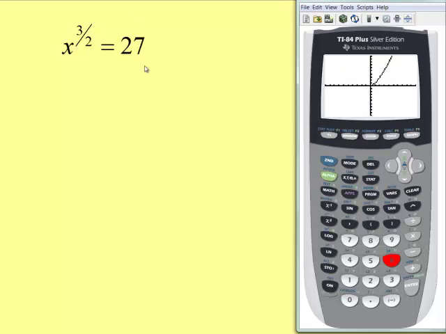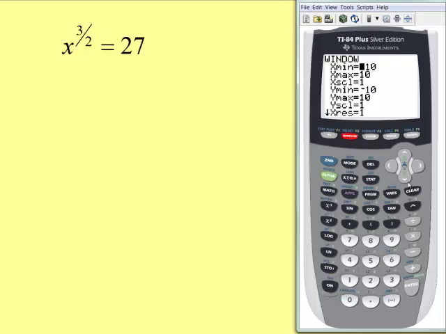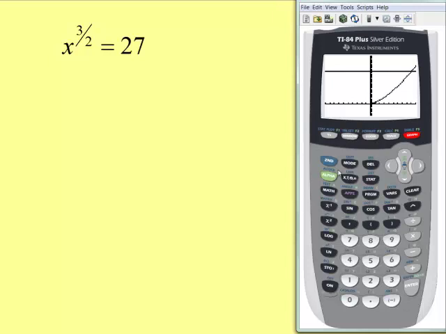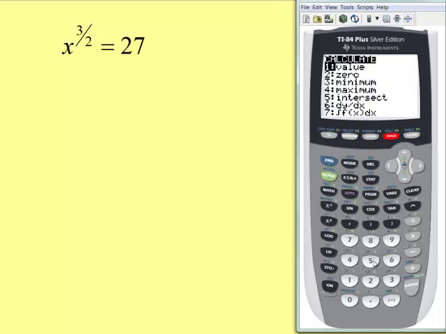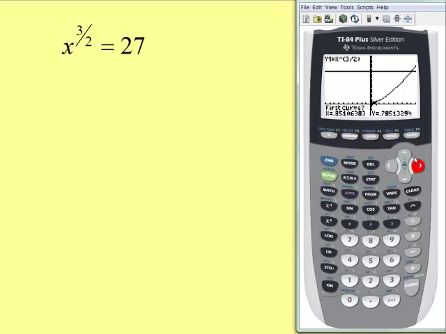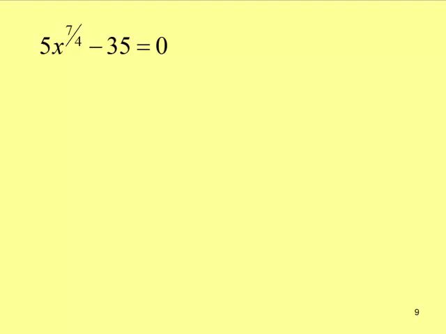The 27, I'm pretty sure y equals 27 is above this screen, so I'm going to set my window so that y max is something bigger than 27. I'll put it on a 40. And here are the 2 graphs. I see them crossing. Second calc, intersect, scroll over close to where they cross, press enter 3 times, and we've got x equals 9. Sounds good. And here's this one.